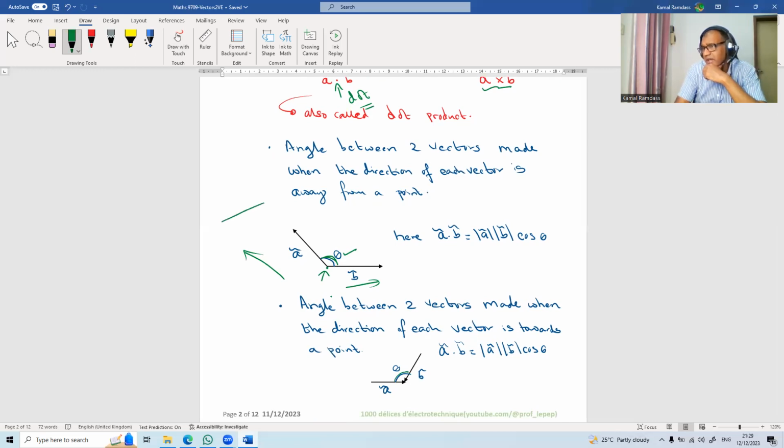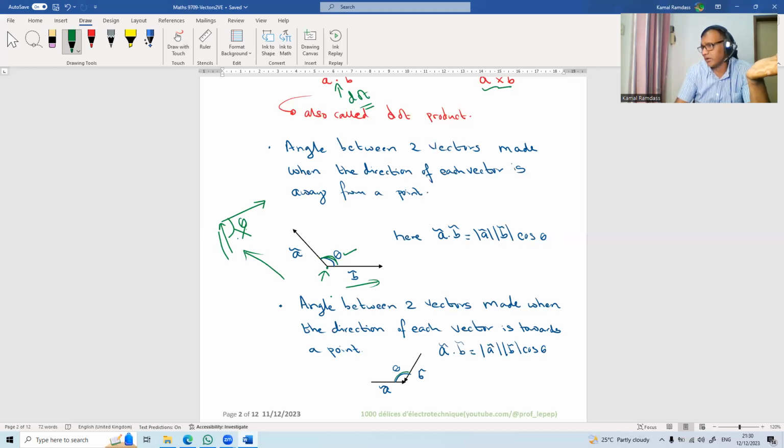Mais si moi j'ai un vecteur comme ça et un autre vecteur comme ça, et ça c'est the angle theta, et this is not the angle between the two vectors. Il faudrait que les deux vecteurs soient converge to a point, soit diverge from a point.